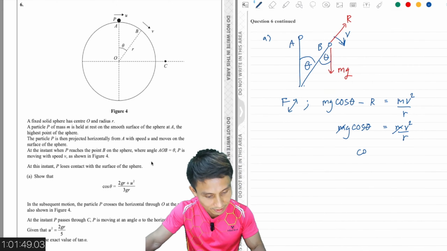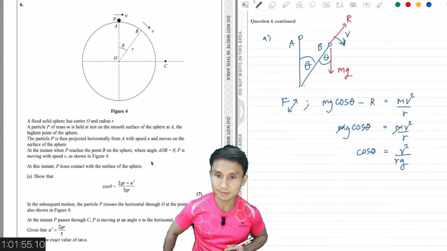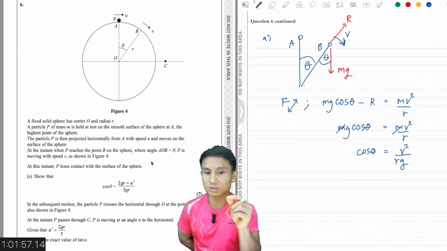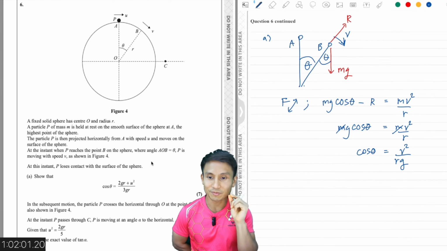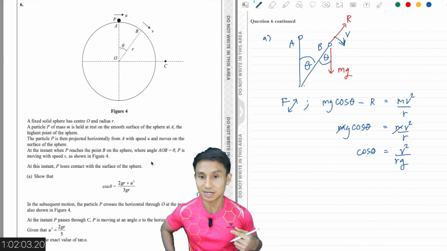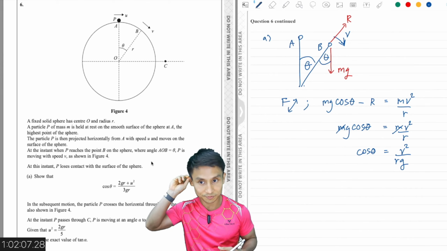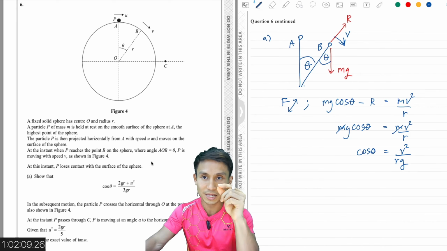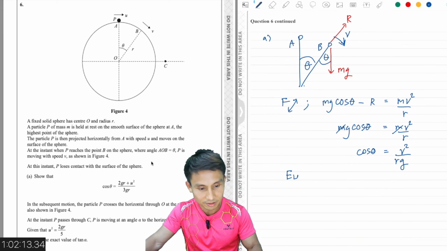We know that we are asked to find cos theta, right? So it's v squared over rg. Well, by the looks of the expression there, we need to show it doesn't have a v. So we need to get some idea about the v. And the v squared here is from kinetic energy, right? Because at point P, you have some kinetic energy. So we use energy conservation here.